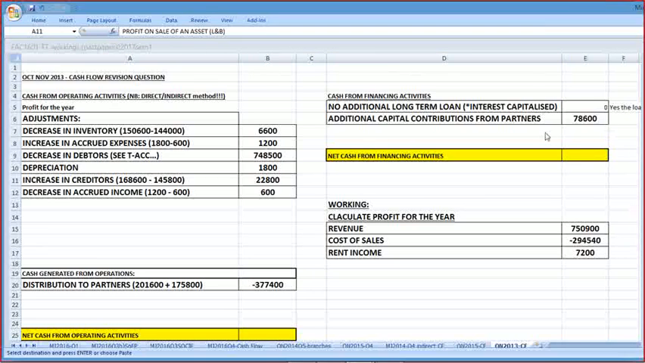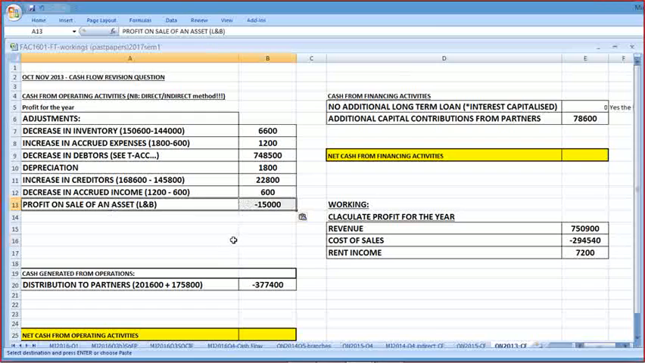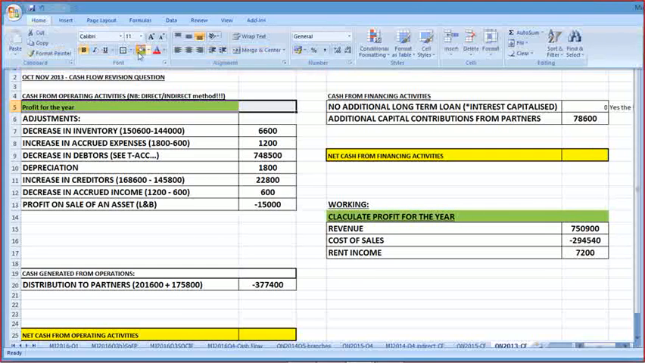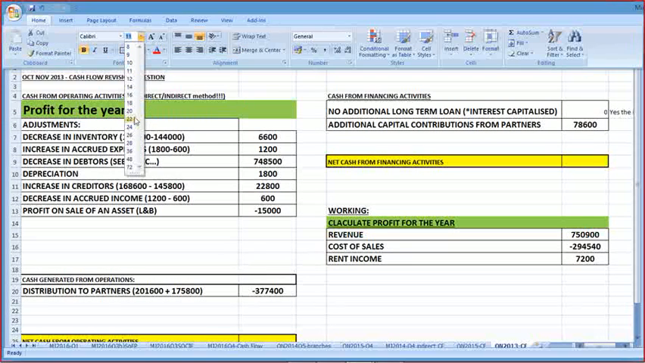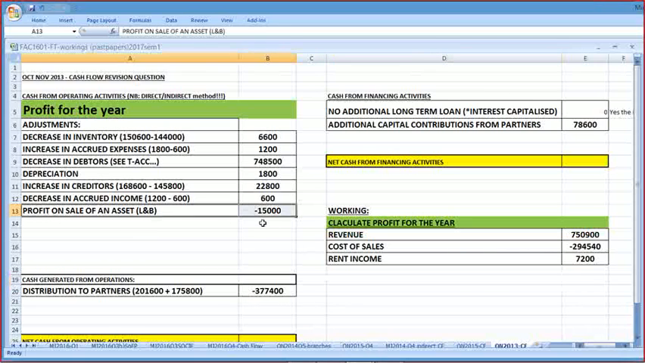Oh, yes. So adjust. Remember, in an indirect question, you want non-cash items. Anything that's non-cash is important. Makes sense? Yes. On sale of an asset. So you do need to look at it and you need to provide for the adjustment. It's a non-cash item. It'll be part of the adjustments against your profit for the year.